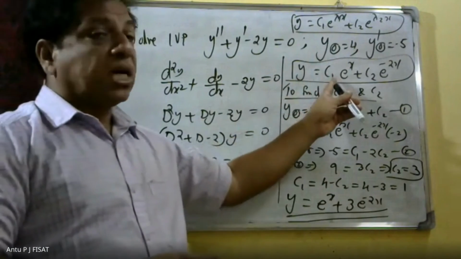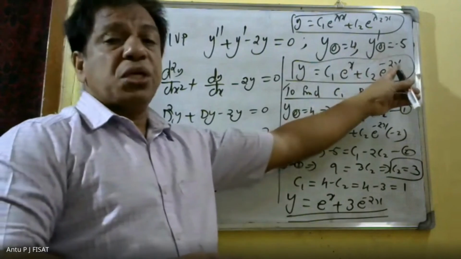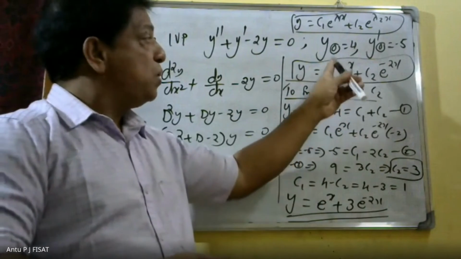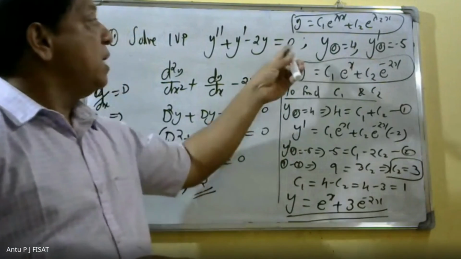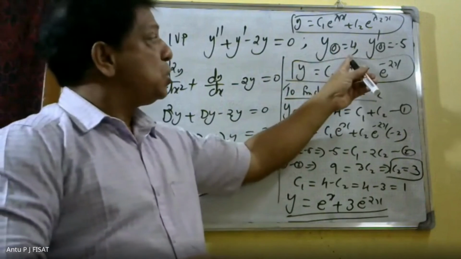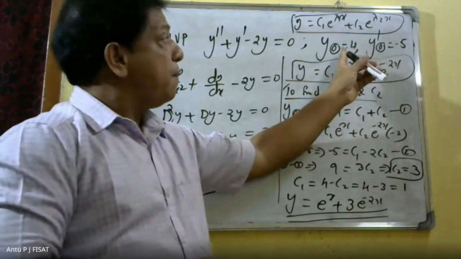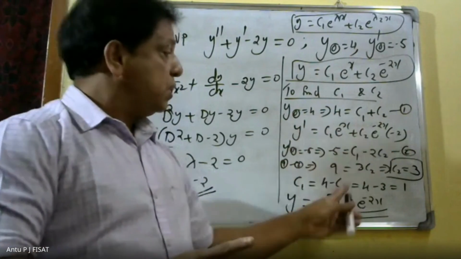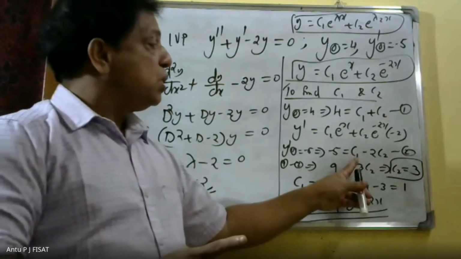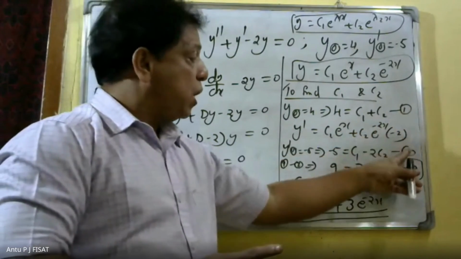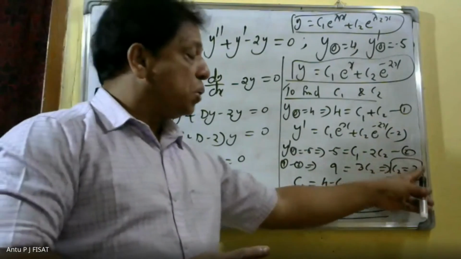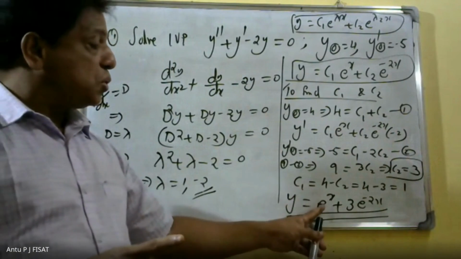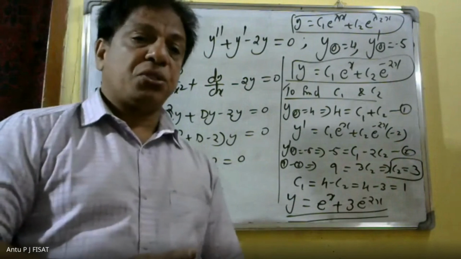Therefore, we can write the solution as c1 into e raised to x plus c2 into e raised to minus 2x. Then to find the values of the constants c1 and c2, we apply the initial conditions: y(0) is equal to 4, y dash (0) is equal to minus 5. By applying these two conditions, we get two equations. The first equation is 4 is equal to c1 plus c2. The other equation is minus 5 is equal to c1 minus 2c2. Solving equations 1 and 2, we get c2 is equal to 3 and c1 is equal to 1. Therefore, the final solution is y is equal to e raised to x plus 3 into e raised to minus 2x. Okay.